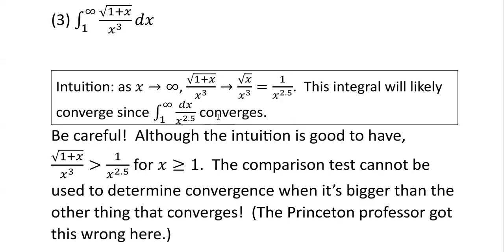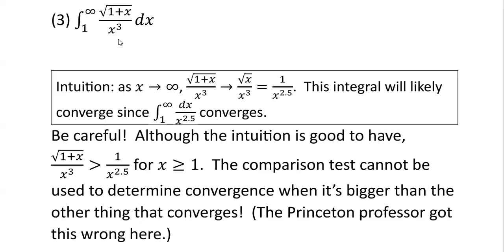So this is where the professor is not correct or is not precise enough. This might fly in his class, but I'm trying to cover all bases here. This might not fly in another professor's class, like your professor, if you're watching this and you're a student. This professor did not use the comparison test properly. So let me explain why. It's good to have this intuition, but he's solely basing it off of this intuition, that because it'll behave like 1 over x to 2.5, and since we know that converges, then this guy will converge as well. And that's his solution.